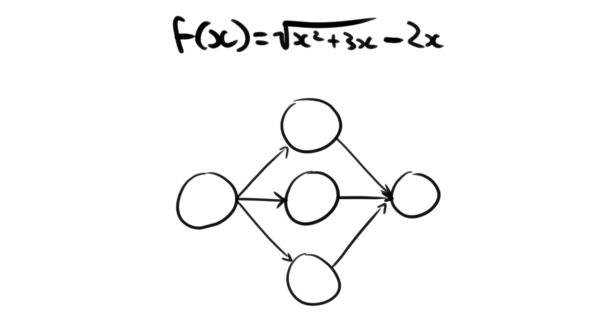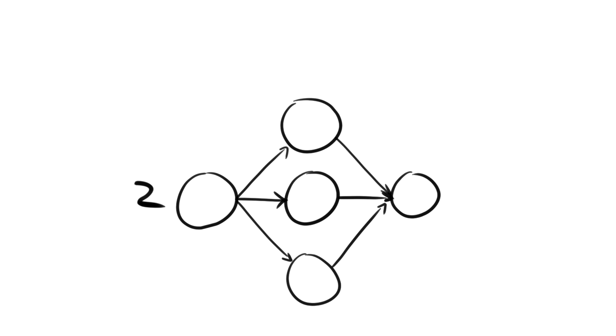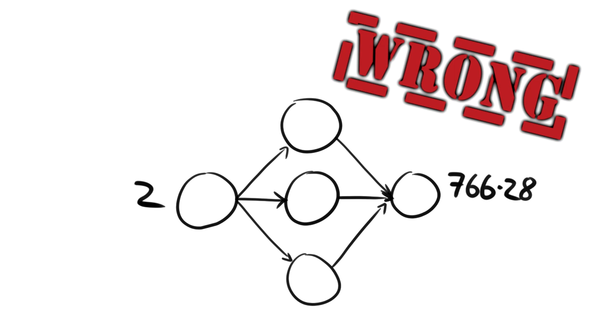So initially, our network has no idea what the relationship is. The function is all just random. To teach our network, we supply a data set of example inputs and outputs. Using the previous function, if the input is 2, the output is 4. When we first give the network an input, it will essentially make a dreadful attempt of a guess of what the output might be, because it doesn't understand the problem yet. If we give it 2, it might say the output is 766.28. Bad computer.